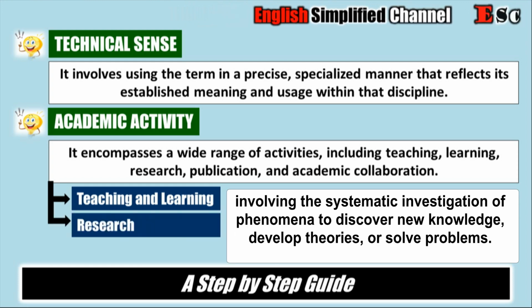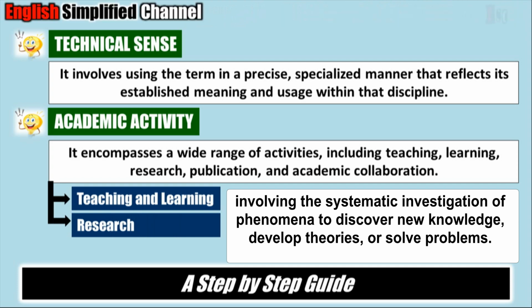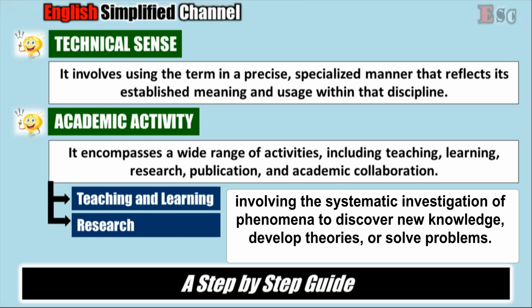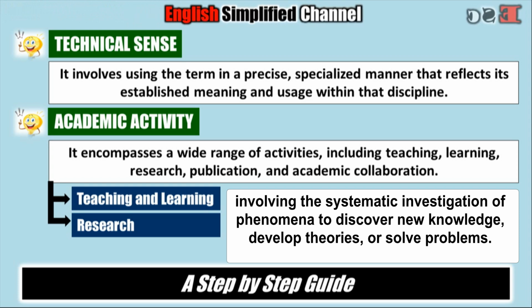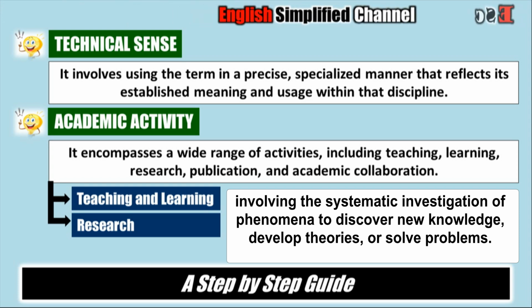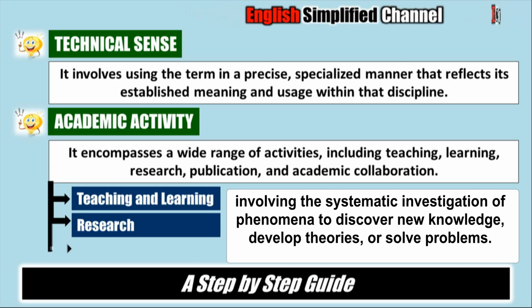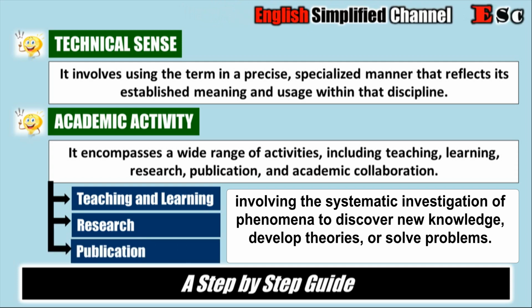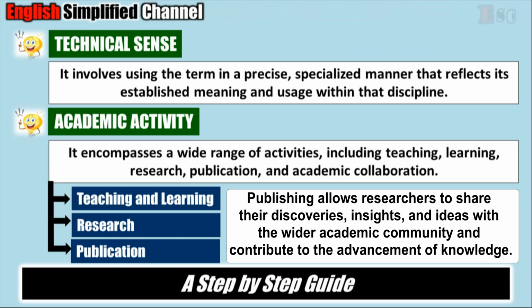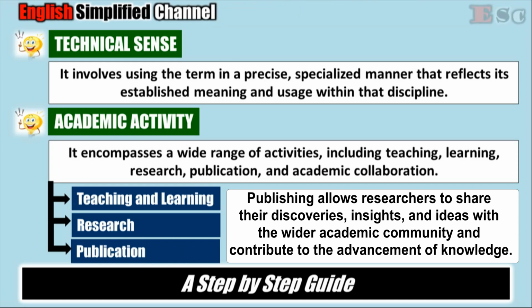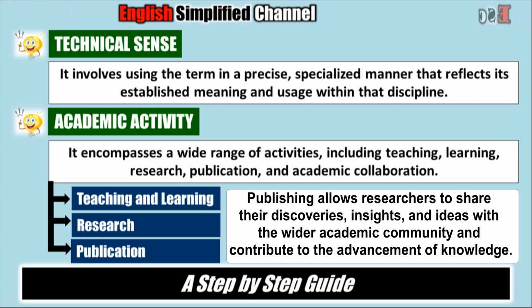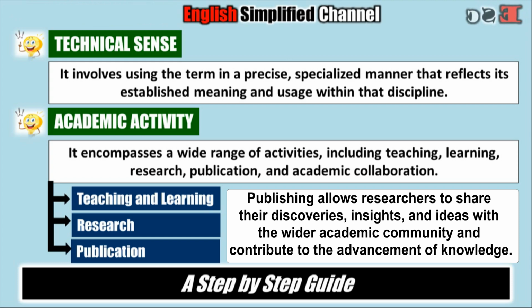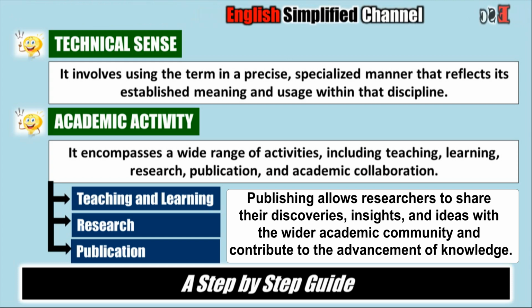Research. Research is a central component of academic activity, involving the systematic investigation of phenomena to discover new knowledge, develop theories, or solve problems. This may include conducting experiments, surveys, fieldwork, archival research, or literature reviews to advance understanding within a specific discipline. Publication. Academic activity frequently involves the dissemination of research findings and scholarly contributions through publications such as academic journals, books, conference proceedings, and research reports.